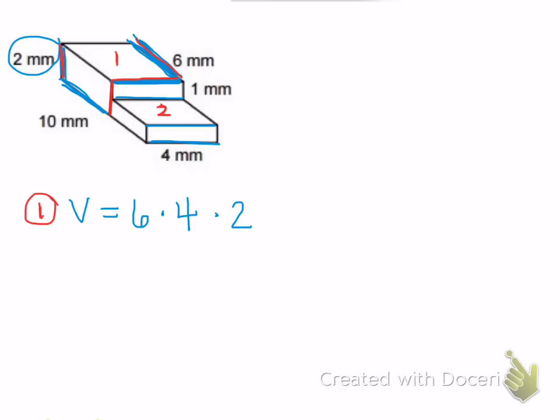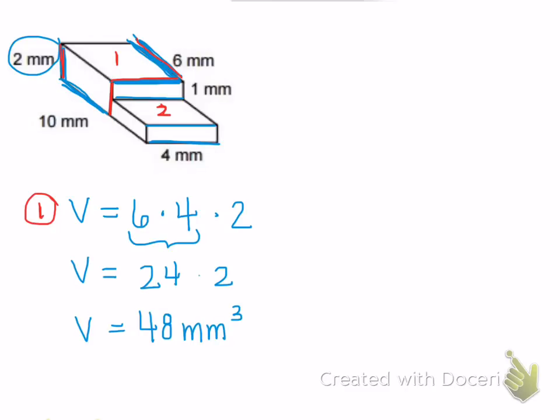You're going to have to take your time to figure out those pieces because sometimes they're hidden and sometimes you have to figure them out. So take a second to find the volume of the first piece. All right, you should have found the volume to be 48 millimeters cubed. I multiplied 6 times 4 to get 24, and 24 times 2 is 48.